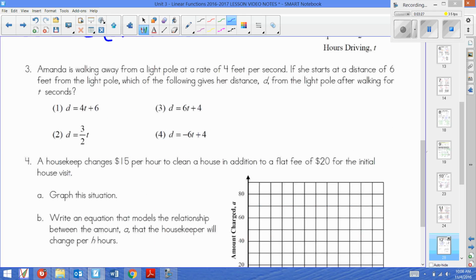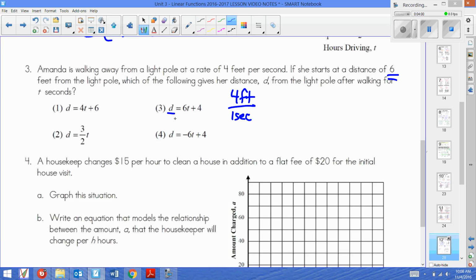Okay, moving on to 3. Amanda is walking away from a light pole at a rate of 4 feet every second. So 4 feet every 1 second. And if she starts at a distance of 6 feet from the light pole, this is different than questions 1 and 2 because she already has a head start that's constantly going to be 6. Which of the following will give her distance, d, from the light pole after walking for t seconds?